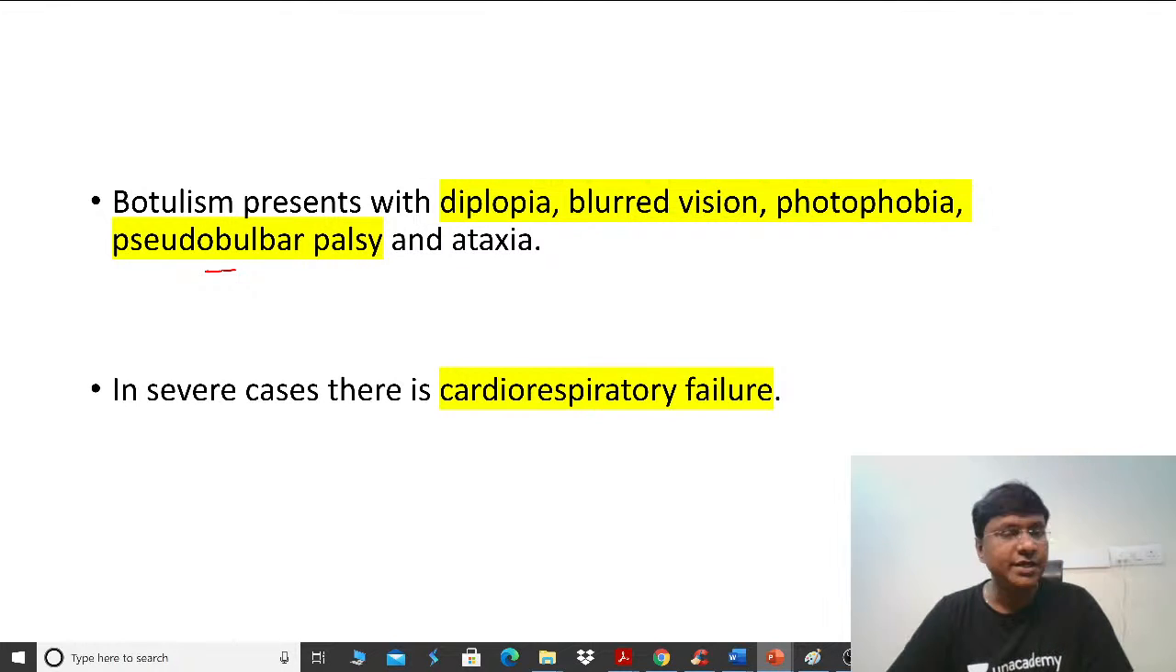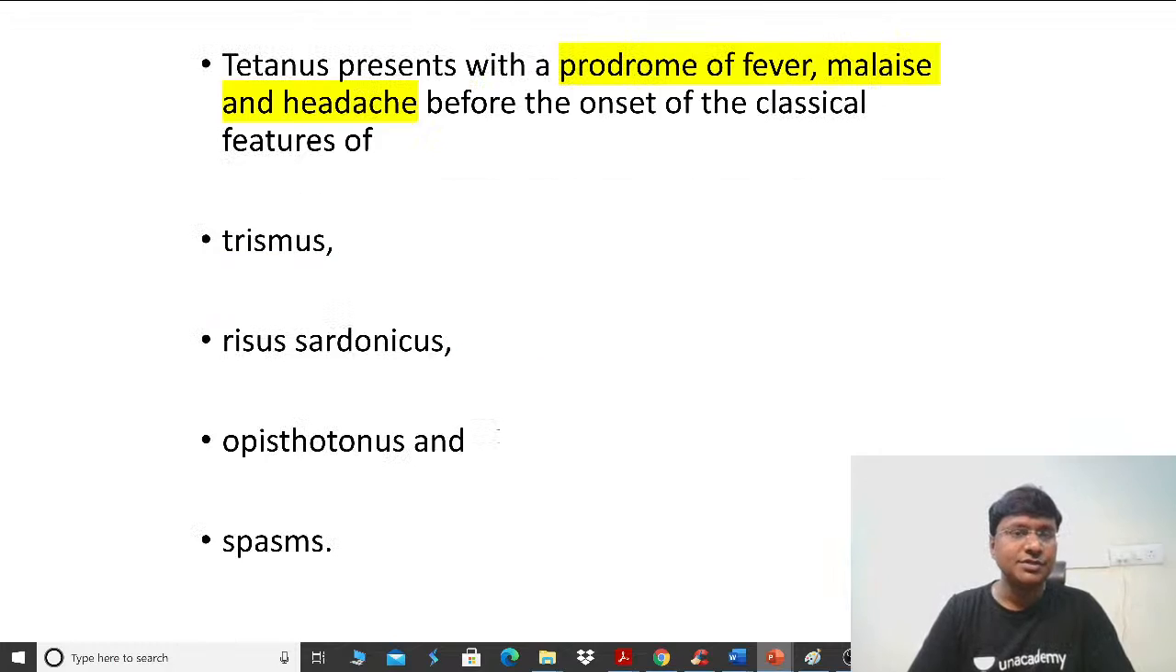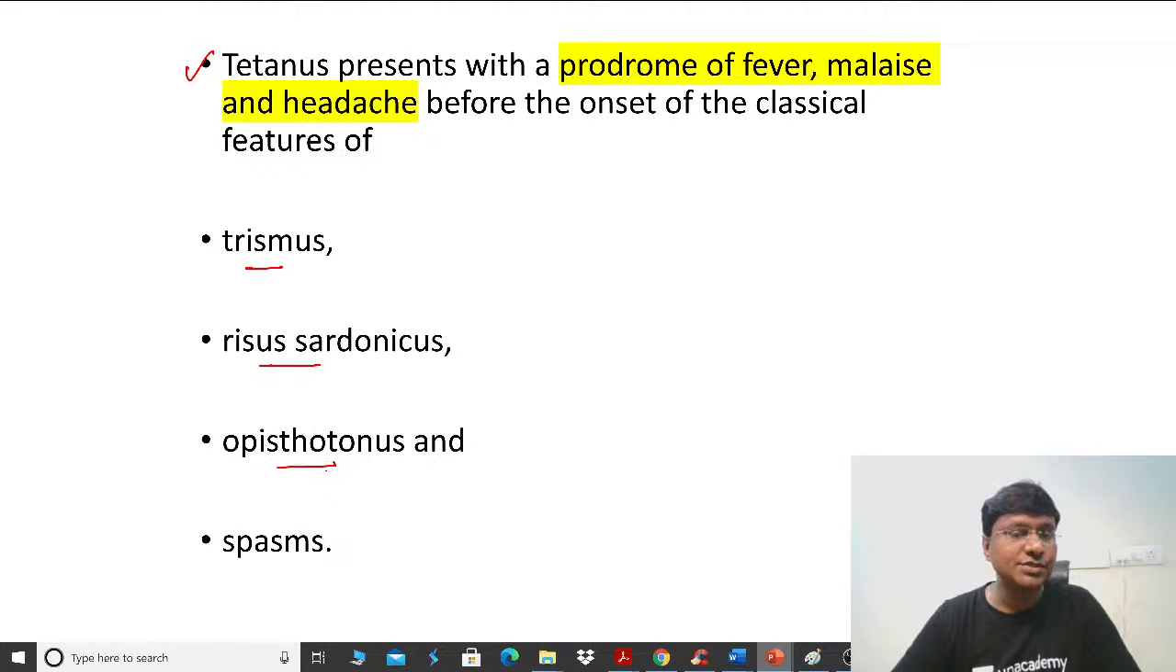In severe cases of botulism, there is development of cardiorespiratory failure. So that is about botulism. Now you take tetanus. Patients with tetanus will have fever, malaise and headache, and other features like trismus, risus sardonicus, opisthotonus, and also the development of spasms.